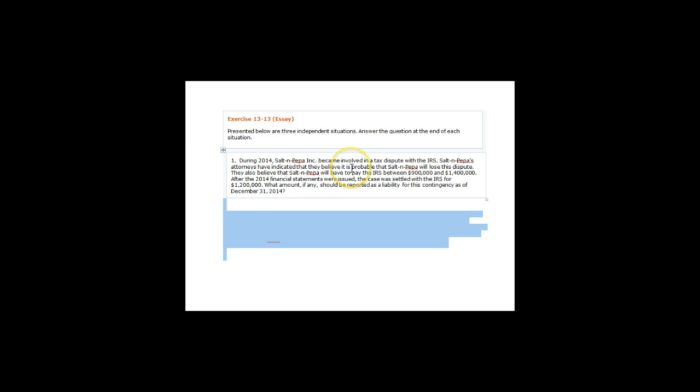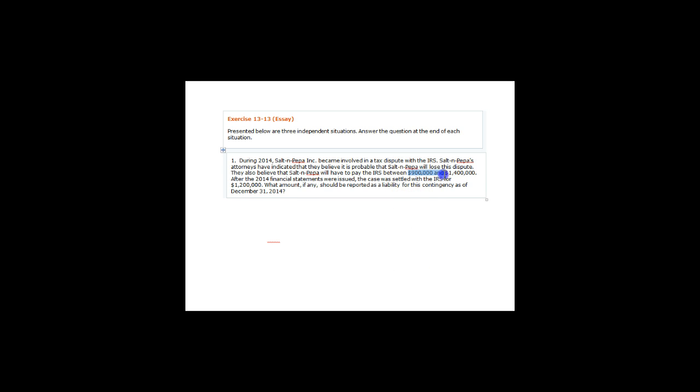Okay, well, first off, it looks like they have a loss contingency. So it's not a gain contingency, it's a loss contingency. Second question is, do we accrue it? Well, in order to accrue it, you have to meet 2 criteria. One is that it's probable. So it is. Our attorneys are telling us it's probable that we're going to incur this loss. And secondly, can we reasonably estimate it?